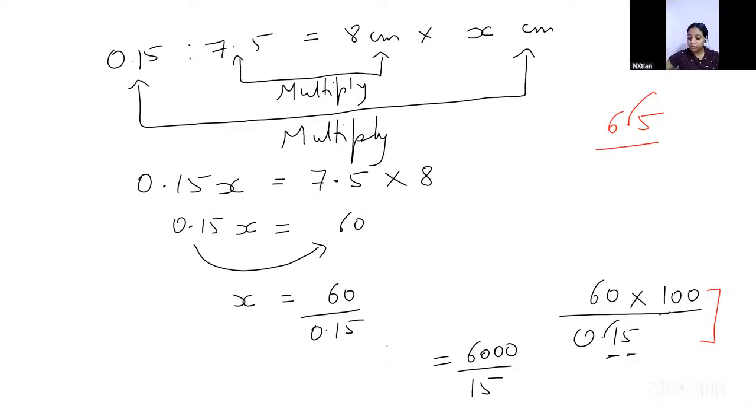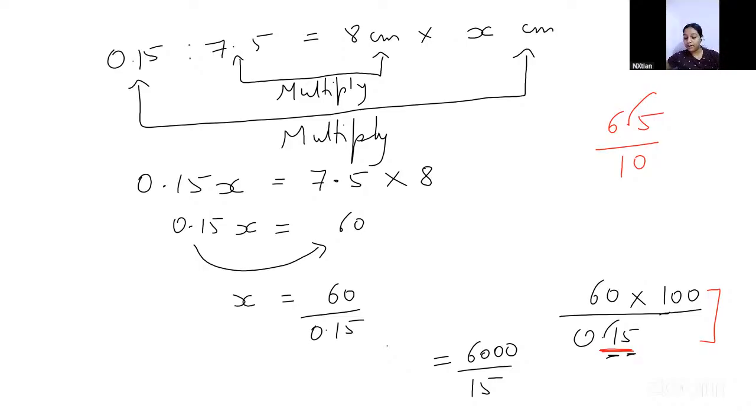I will remove the point and divide by 10, because after the point there is one decimal place. So to remove the point, I will divide it by 10. But if the point is below, like here, 0.15, then on top I will write multiplied by 100, to remove the decimal.